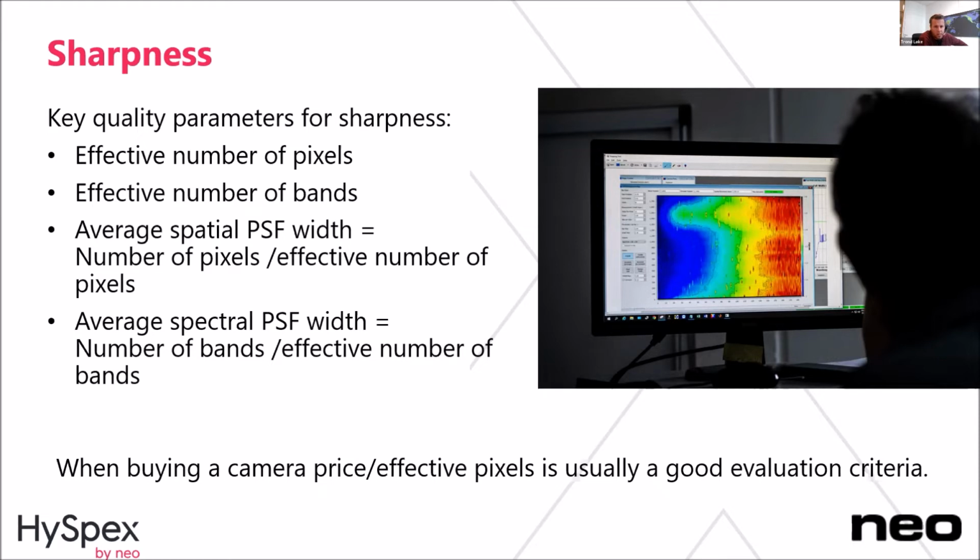So as I said, the effective number of pixels could be defined as the number of spatial pixels divided by the average spatial PSF width. That will give you the effective number of pixels, and the same for the effective number of bands. And of course, at Hyperspectral we believe that when you buy a camera, price per effective pixel is a good evaluation criterion.